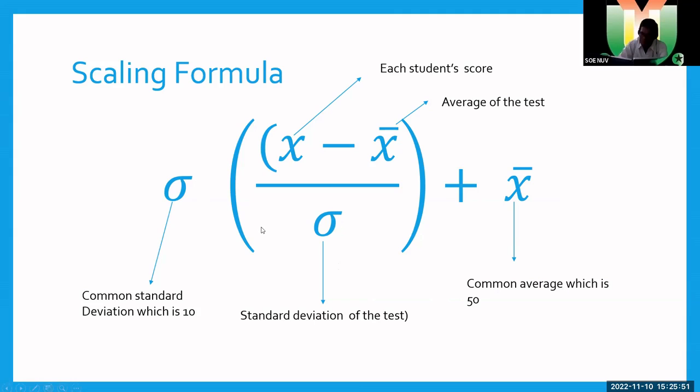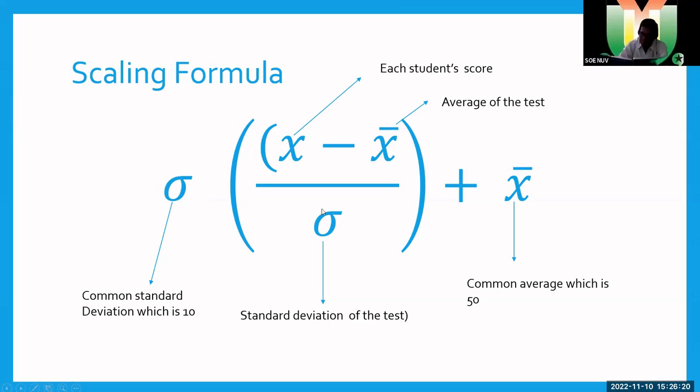In this formula, it might look awkward or frightening to some of you, but as we go through each of these symbols, you should know what they mean, and it should be a simple formula for you to work with. The first one is the standard deviation, and this is a common standard deviation, which is 10. The value does not change. It will always be 10.